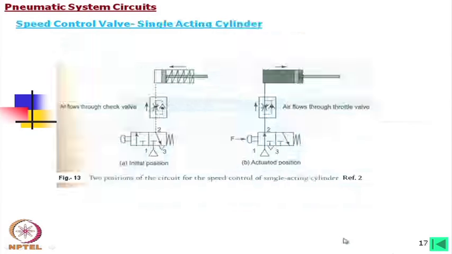and the clamping is done in that way. Now this is a two position circuit for speed control of a single acting cylinder. This we have already discussed. This is again shown in this form, how the two different positions are there.